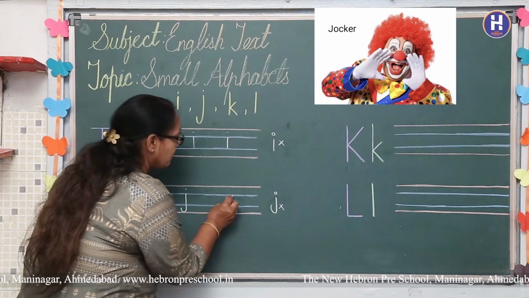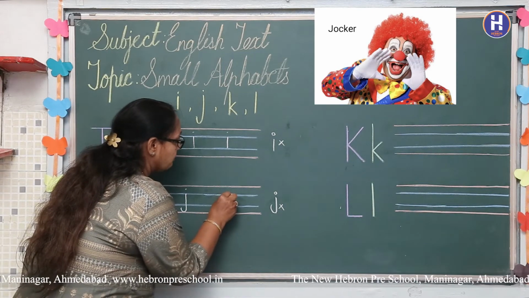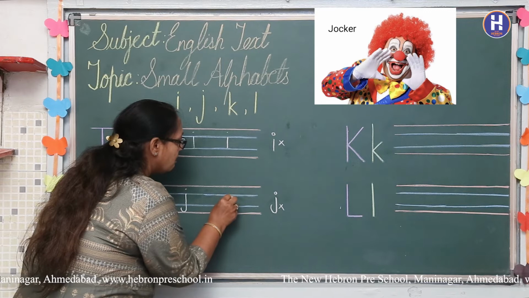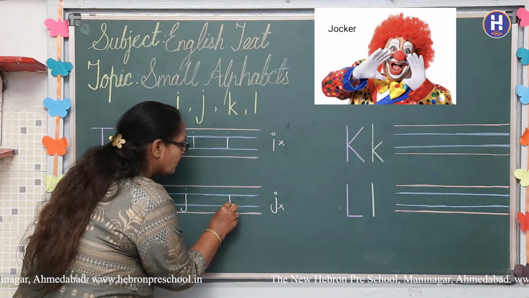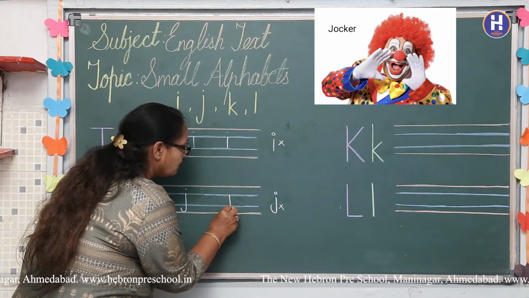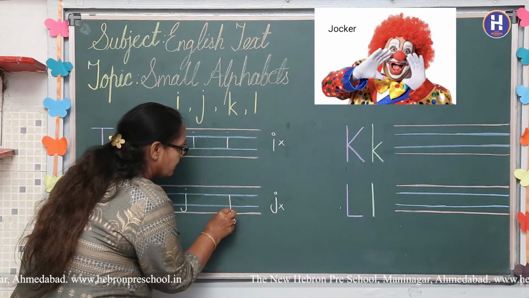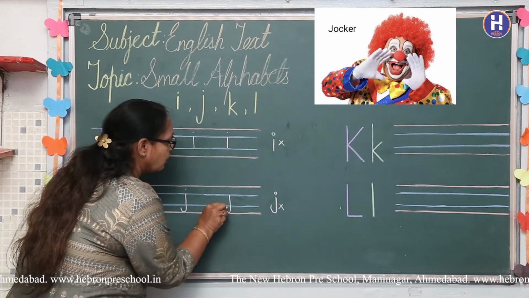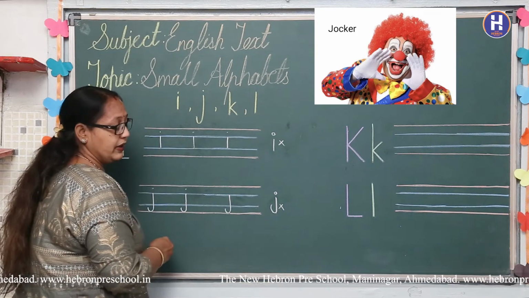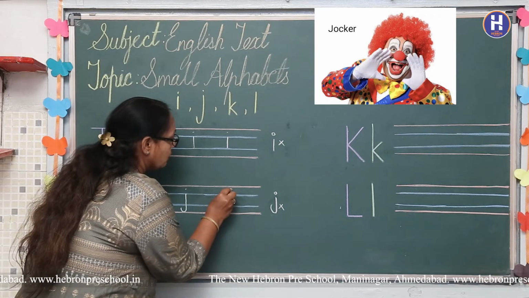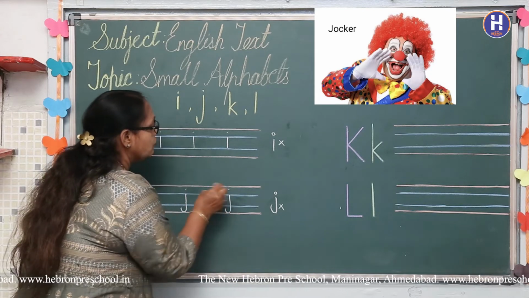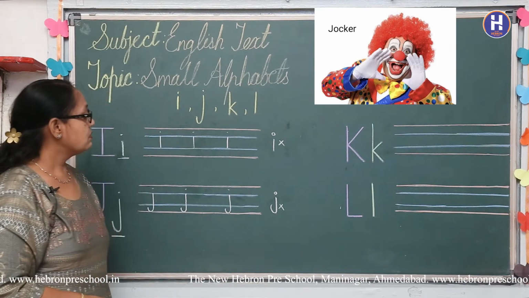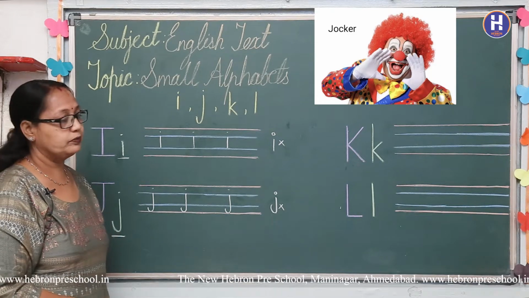We will write again. Start from the first blue line, make a standing line, come down slowly. Turn your pencil before a red line, give a curve and stop before second blue line. Make a dot between red line to first blue line. This is a small J.